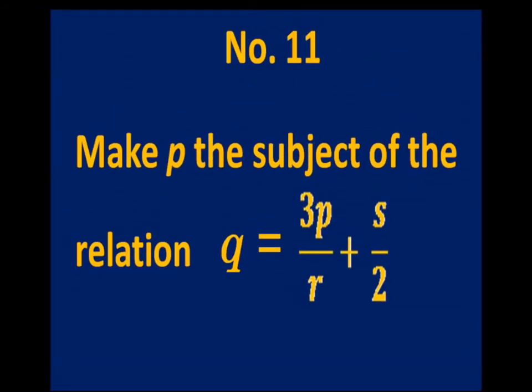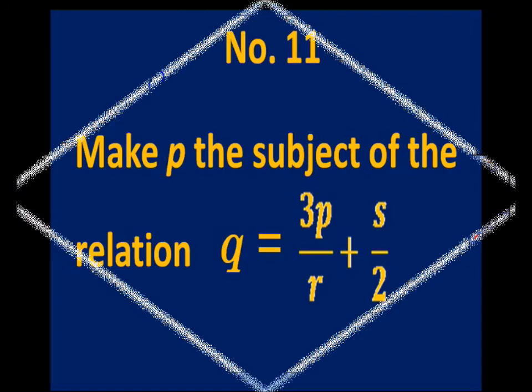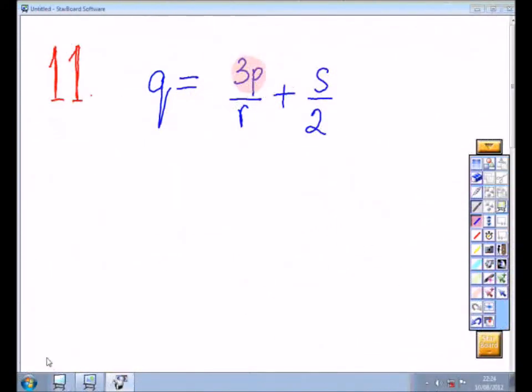Question number 11. Make P the subject of the relation Q is equal to 3P over R plus S over 2. Because it is letter P that we are expected to make the subject of this relation, then it means all we will try to do here is to isolate the letter P.